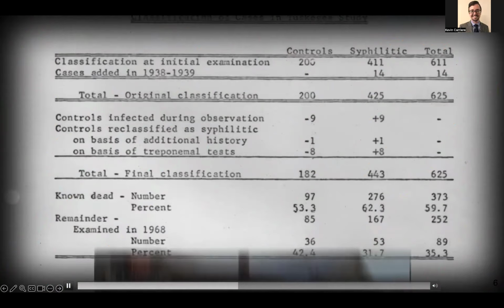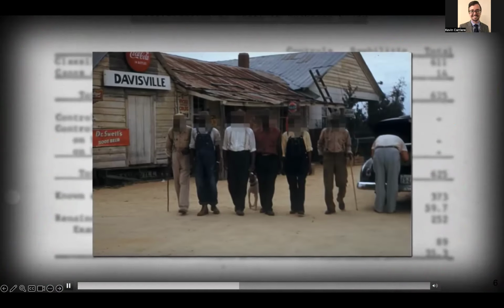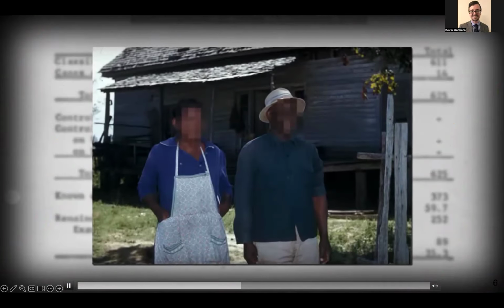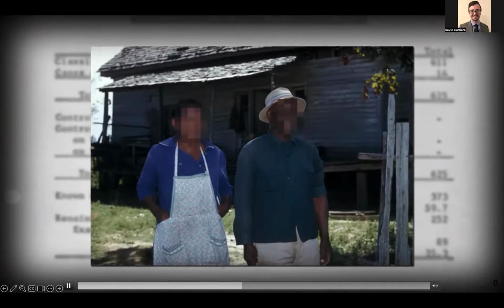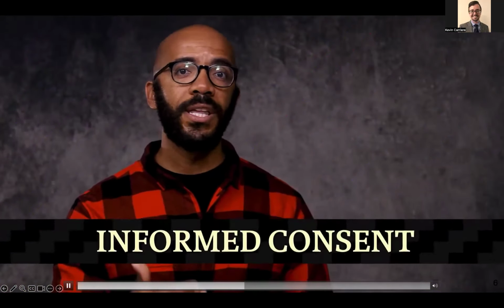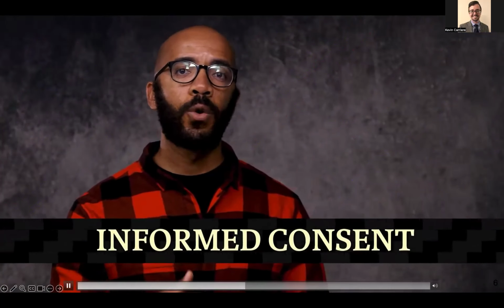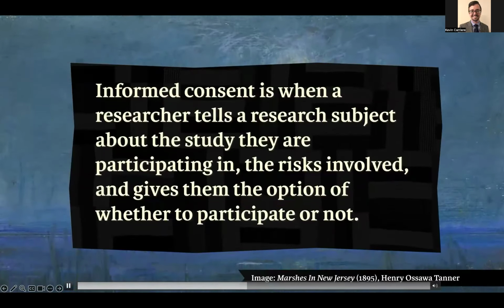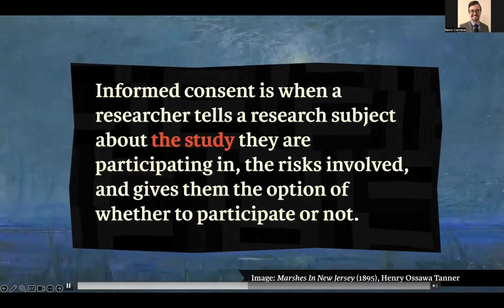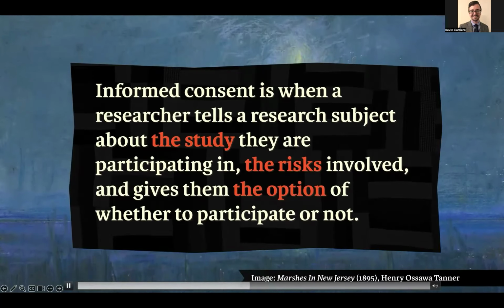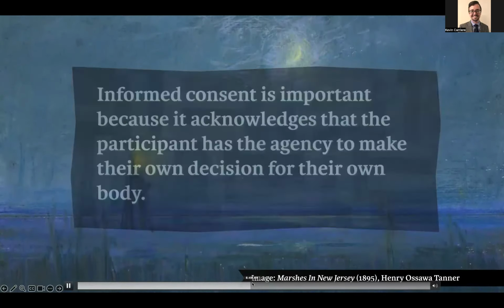Even though the study was set up like a traditional research study with control groups and experimental groups, the subjects were never actually told that they were part of a study at all. While the men did agree to be examined and treated by the doctors, they weren't told that they were being experimented on. Essentially, the researchers never received a really important thing called informed consent. Informed consent is when a researcher tells a research subject about the study they're participating in, the risks involved, and gives them the option of whether to participate or not.